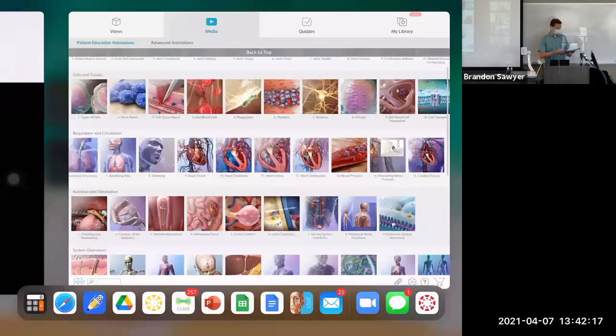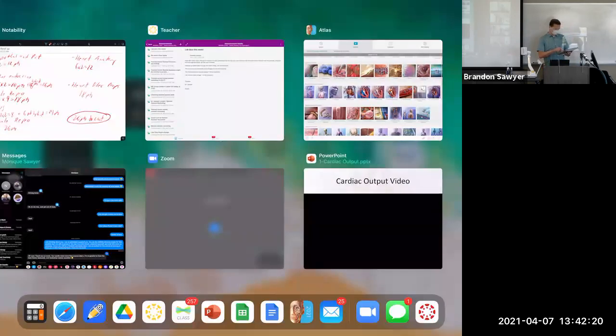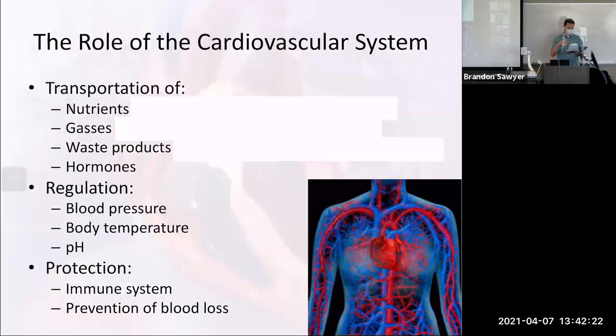Okay, all right, so that's just kind of a little overview. Let's talk about the overall role of the cardiovascular system, then we'll get into calculating some of those variables in just a sec. When we think of the cardiovascular system, we want to think about transportation of things around the body, right?